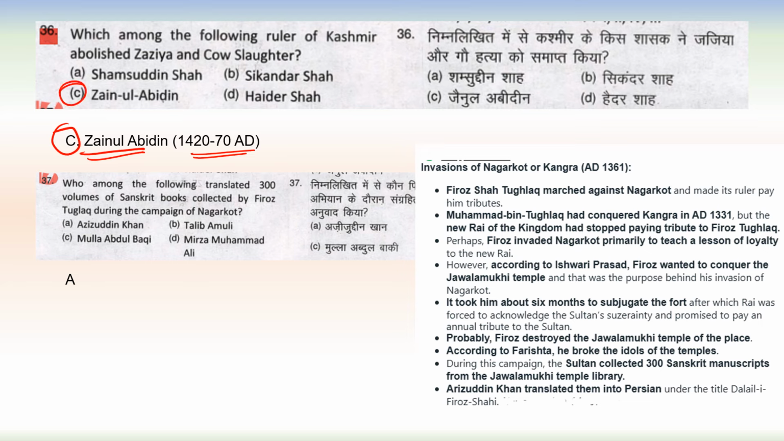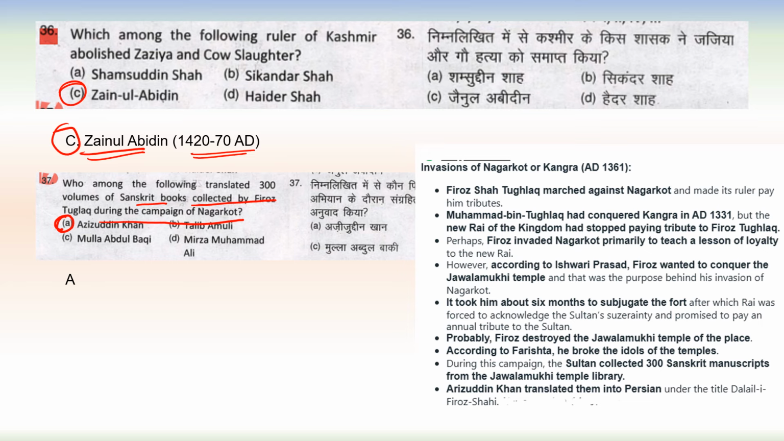Next one. Who among the following translated 300 volumes of Sanskrit books collected by Firoz Tughlaq during the campaign to Nagarkot? So it was Azizuddin Khan. Azizuddin Khan.